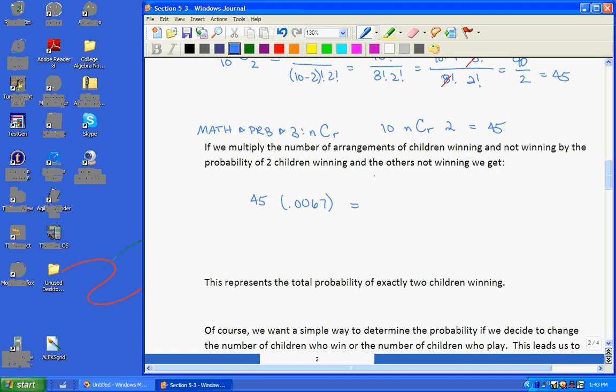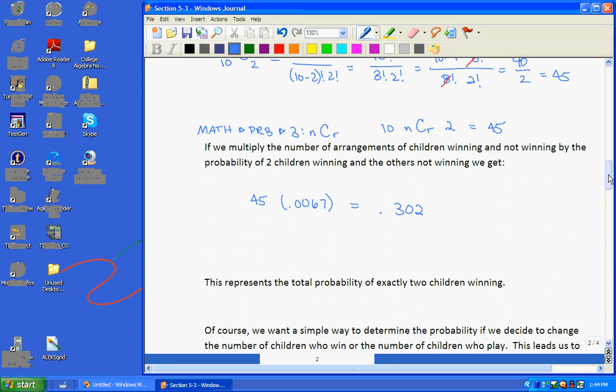And in my calculator, I'm going to do the multiplication. Remember, let your calculator handle all the decimal places that came afterwards for accuracy. And I get 0.302 if you round to the 3rd place after the decimal. So 0.302 represents the total probability of exactly 2 children winning. So we couldn't just multiply the probabilities of 2 kids winning by 8 kids losing. We had to take into consideration all the different ways that that could happen, and we got 0.302.